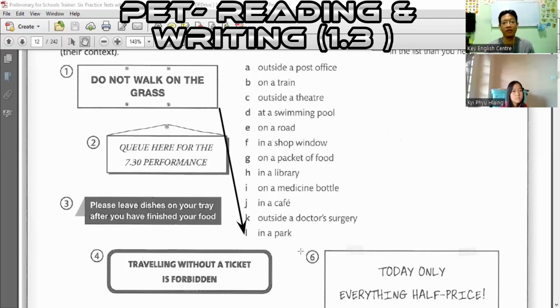Do not walk. Don't do, it's a little bit imperative. Do not walk, so it seems to be polite. Do not walk, don't walk. It's a good idea to tell the public.